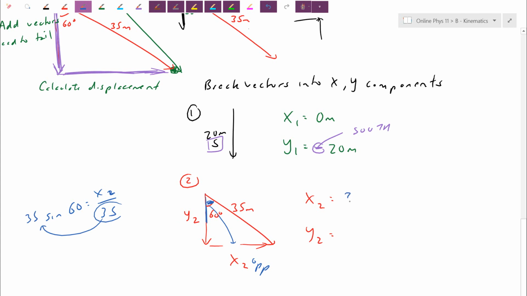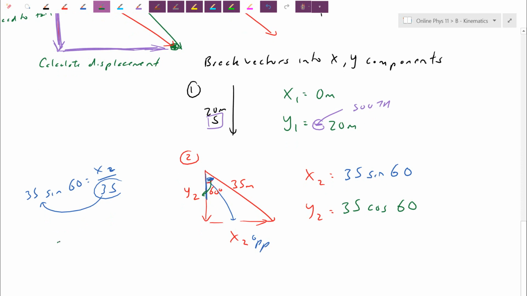So x2 is the hypotenuse times sine 60. And without actually doing this algebra here, you should be able to still tell me that y2 is the adjacent side, so you can find 35 cosine of 60, right? You can try to check it for yourself here. Cosine of 60 is adjacent over hypotenuse. Adjacent is y2. Again, we're multiplying by 35. You'll notice the hypotenuse comes up in both examples.